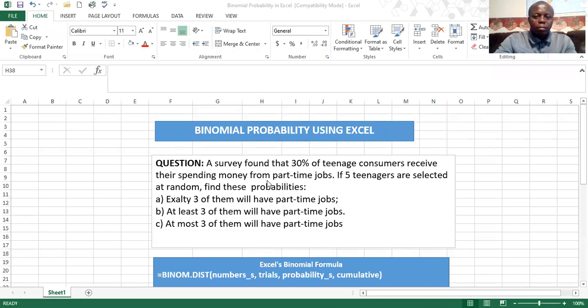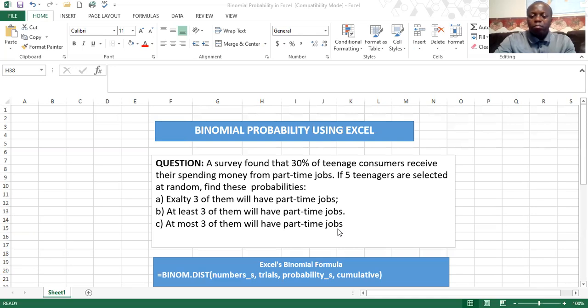It says here, a survey found that 30% of teenage consumers receive their spending money from part-time jobs. If 5 teenagers are selected at random, find these probabilities: exactly 3 of them have part-time jobs, at least 3 of them have part-time jobs, at most 3 of them have part-time jobs.